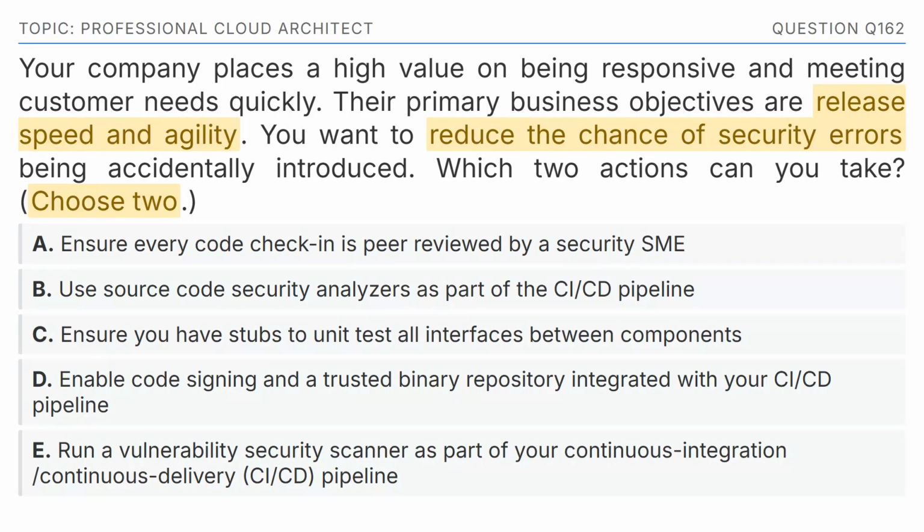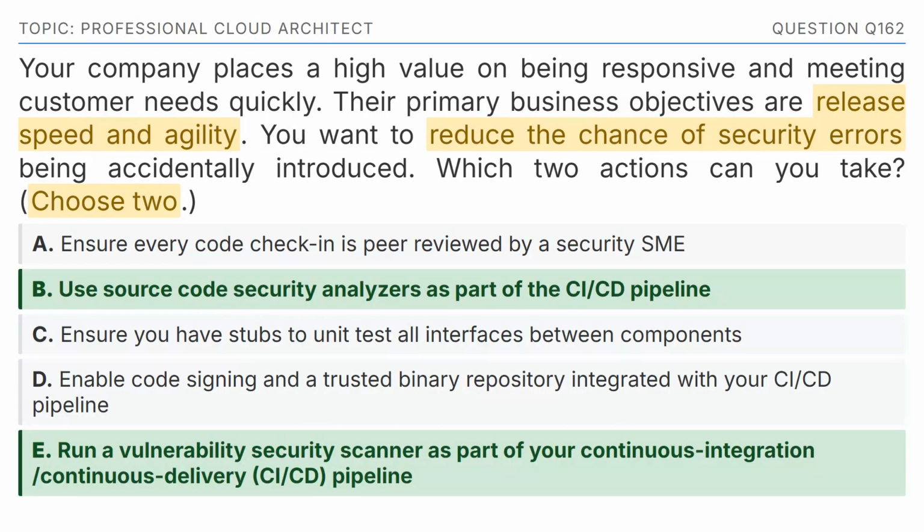To arrive at the correct answer, we focus on the keywords: release speed and agility, reduce the chance of security errors, choose two. The correct answers are option B, use source code security analyzers as part of the CI/CD pipeline, and option E, run a vulnerability security scanner as part of your continuous integration/continuous delivery CI/CD pipeline.